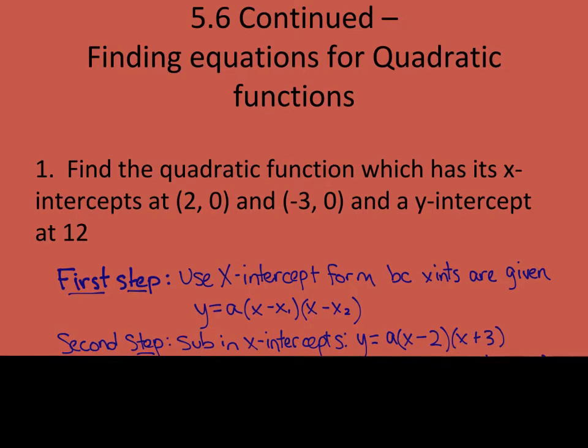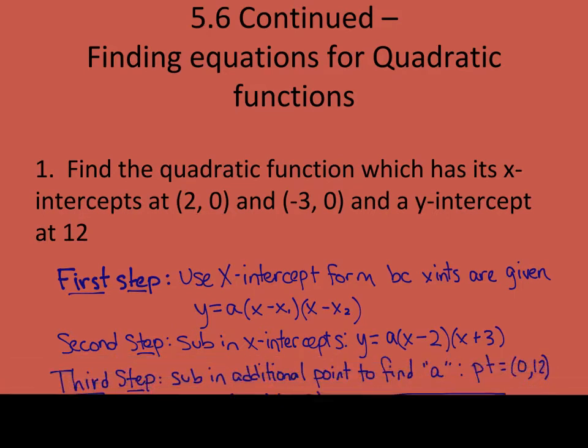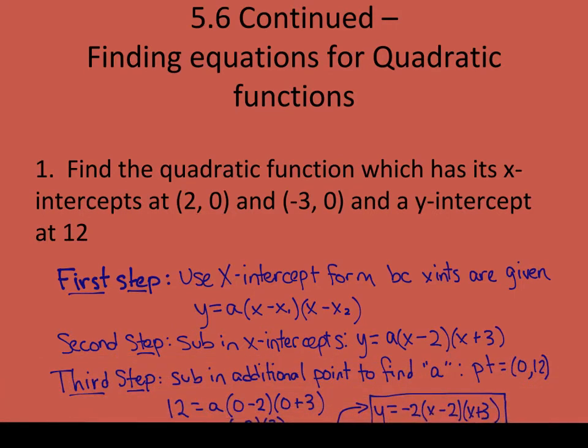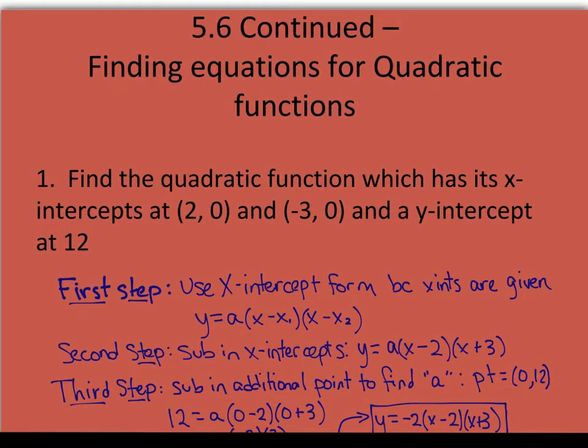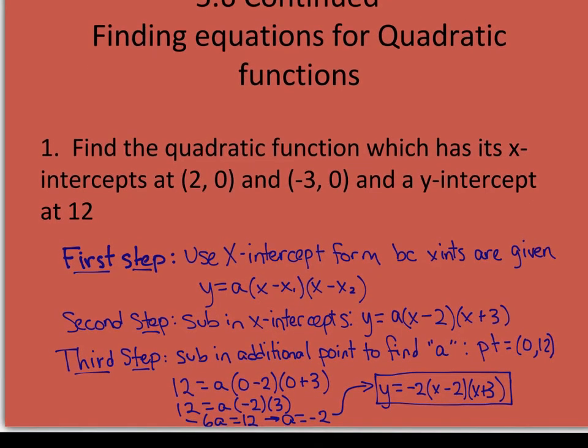So the only thing left to solve for is a. And to do that, we're going to use this other piece of information that we've been given, which is that we actually have another point on our quadratic, on our parabola. We have the point (0, 12). So we're going to substitute that in, and that's our third step, to solve for a. If I substitute that point in, then the only thing I'll have left for a variable is a, and so I can solve for that.